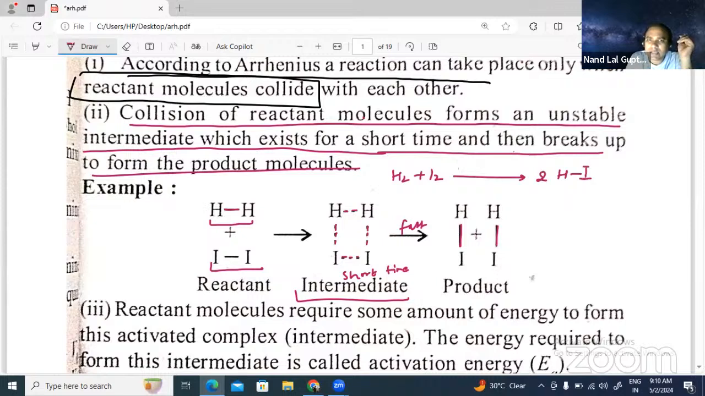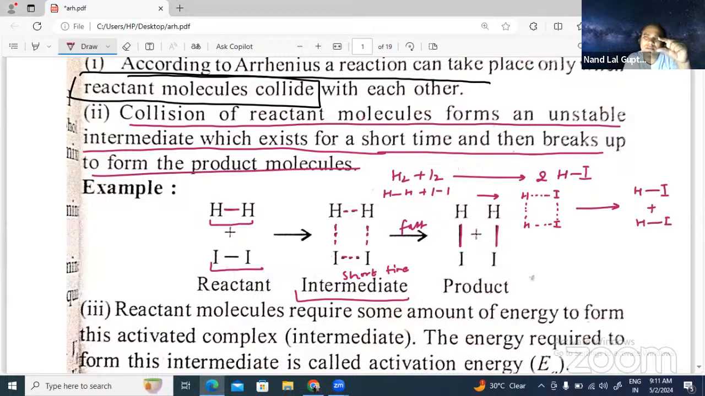Earlier, the bond was like that: H bond H plus I bond I. Then they form the intermediate. How is the intermediate forming? This is the H, here is the H. Then the old bond is going to break and the new bond is going to be formed. Here the new bond is going to form. Now, finally, it is going to break. So it will give what? That is HI, one molecule, plus HI, another molecule. So this is what they are saying.